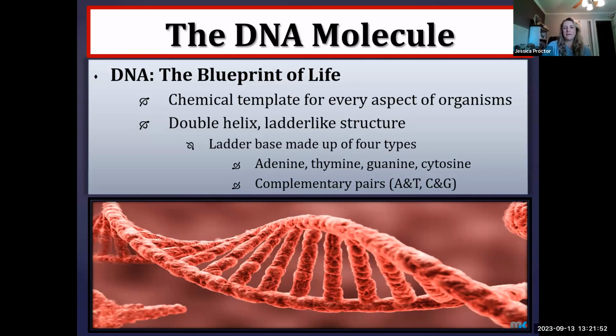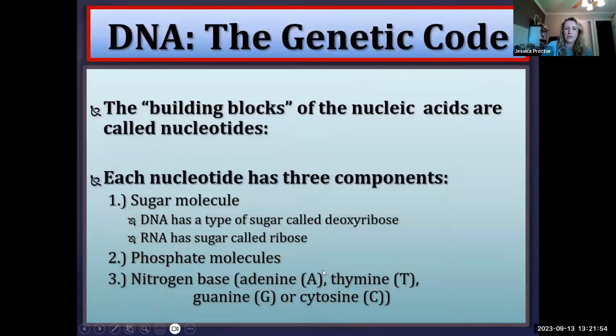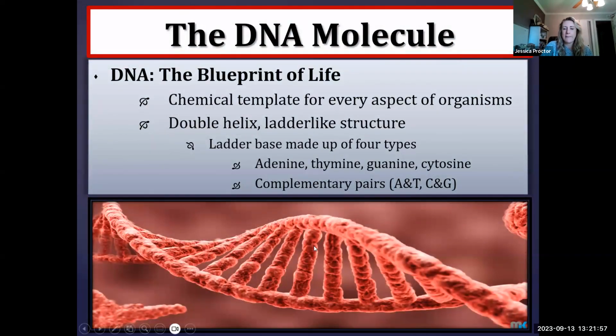The rungs of the ladder, what you would step on, are made up of alternating complementary nitrogen base pairs. If it's DNA, adenine will always pair with thymine, and it's just a memorization here. Adenine will always pair with thymine, and guanine will always pair with cytosine. So if it's DNA, it's always A to T and always C to G.